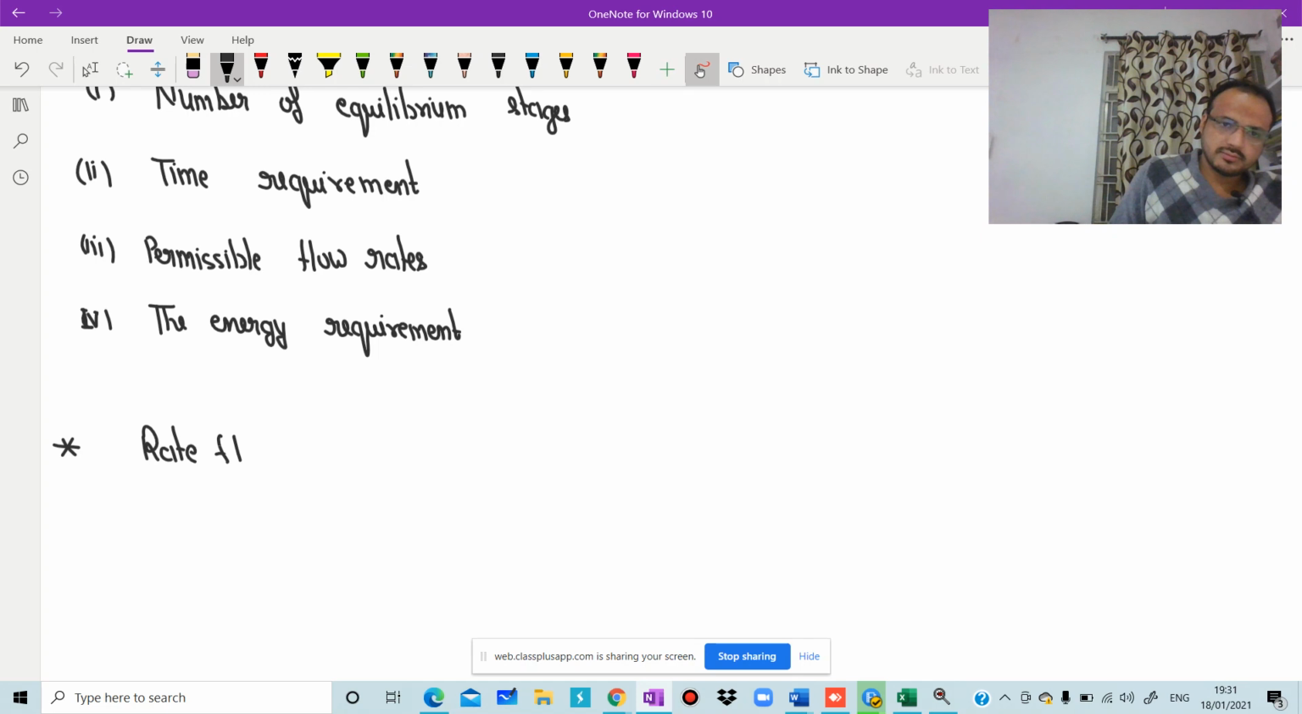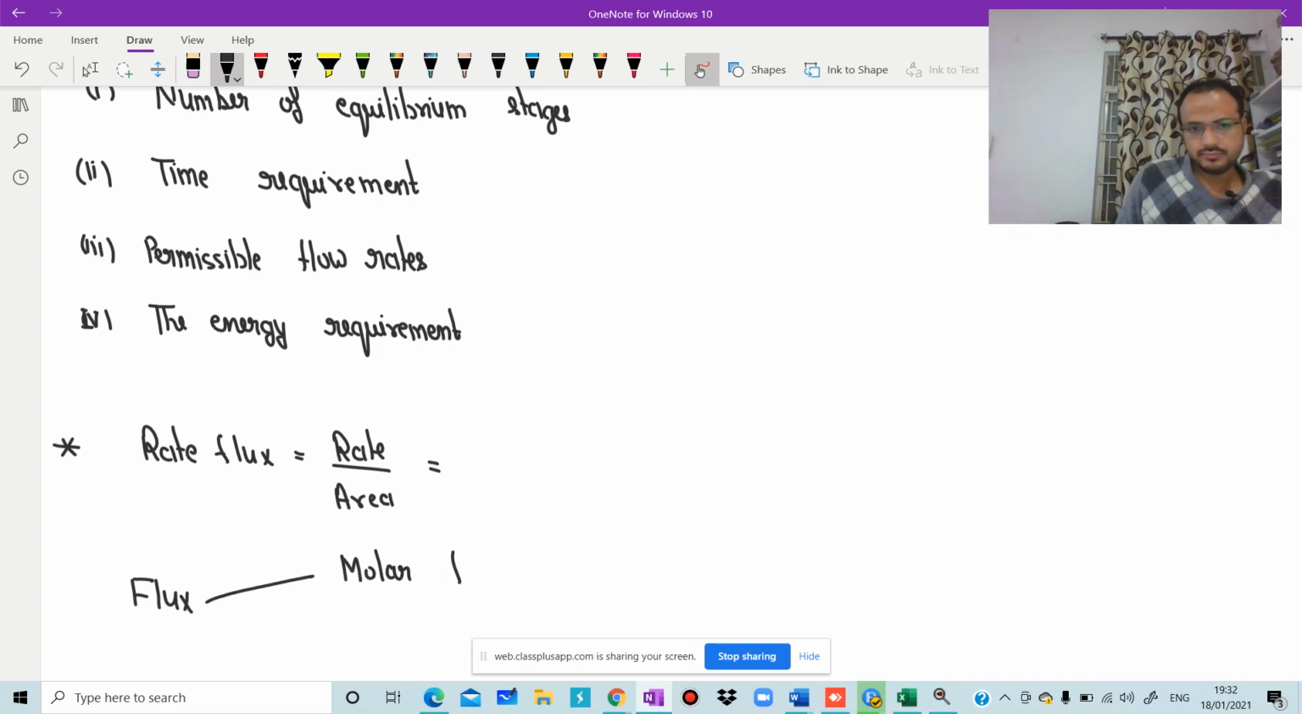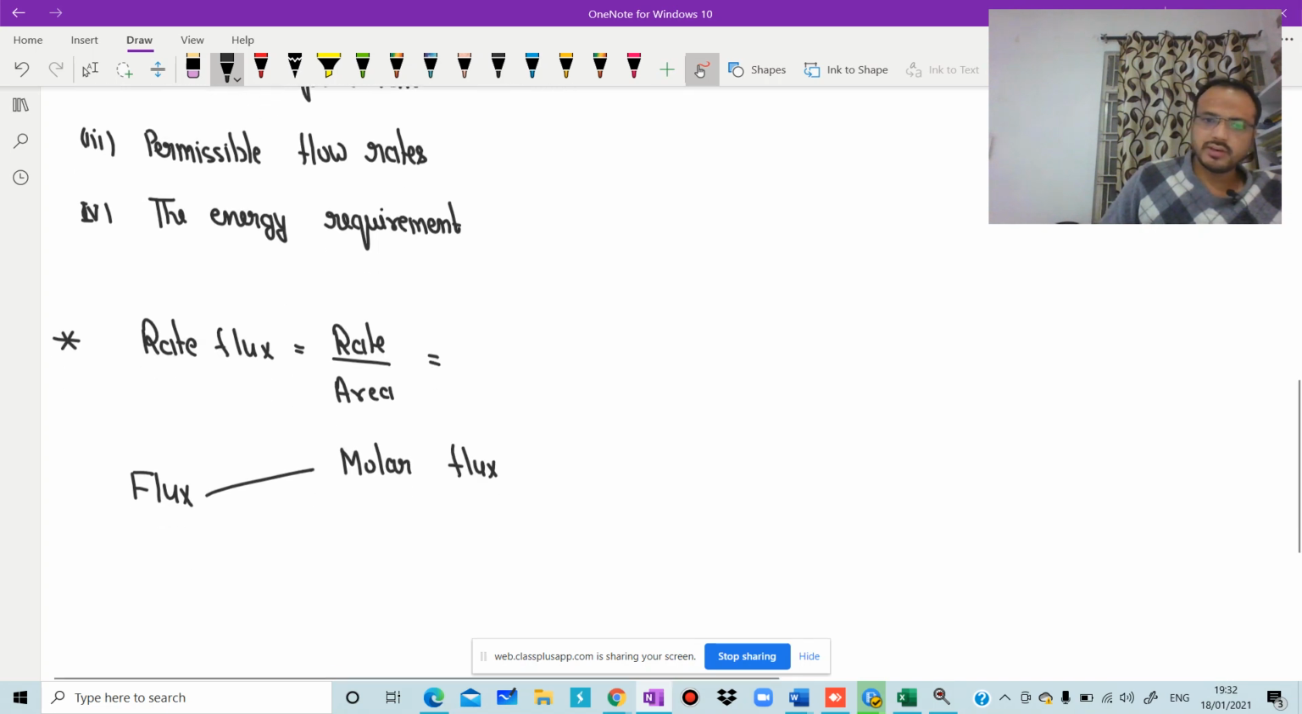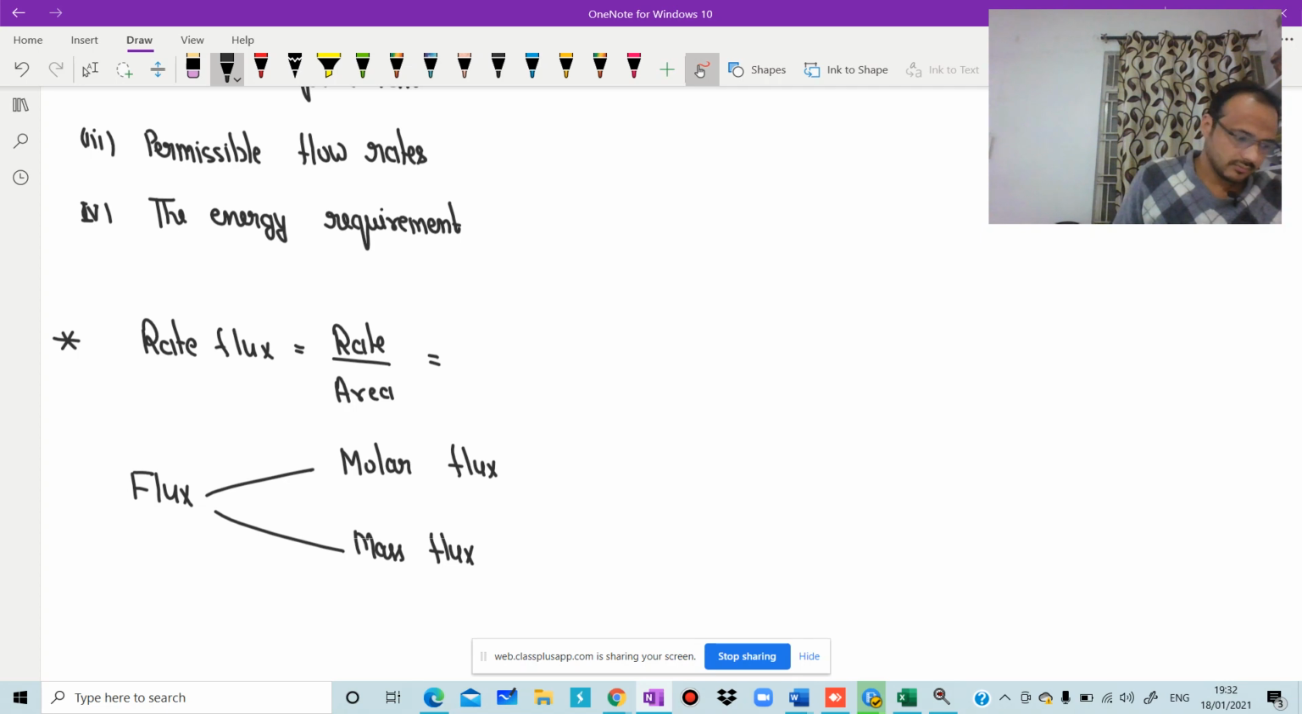Next, what is flux? Flux is equal to rate by area. And what is rate? That may be the mass per unit time or mole per unit time. Based on this, we have two types of flux: one is molar flux, and second one is mass flux, in kilomole per meter square per second and kg per meter square per second.